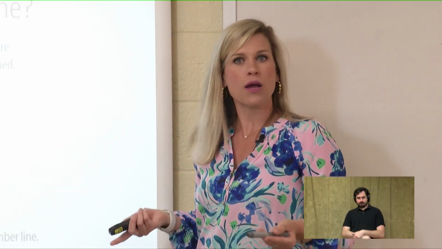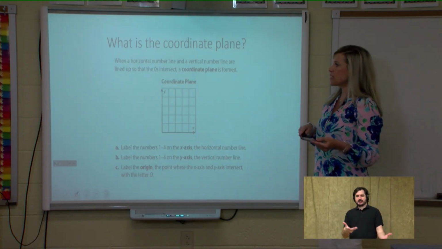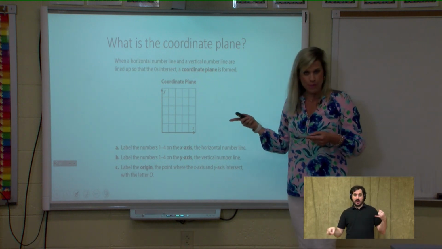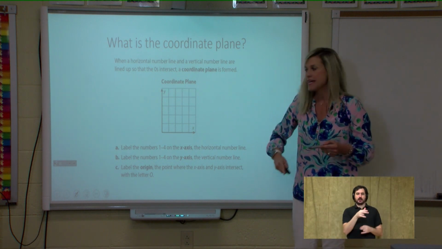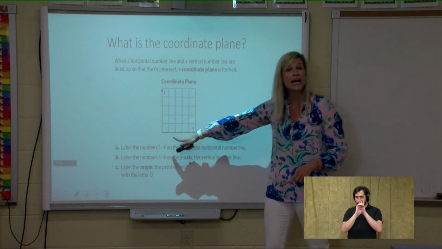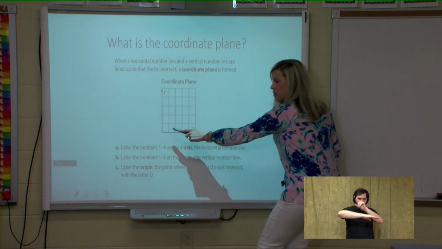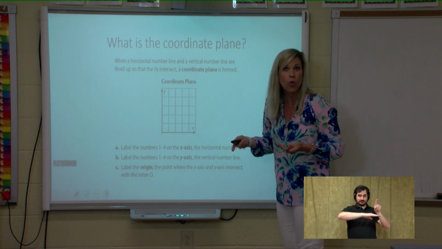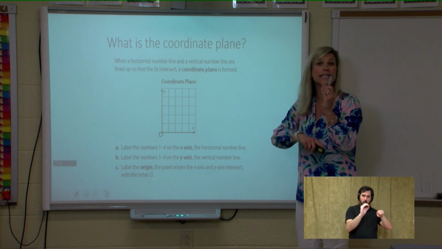All right, so let's talk about what the coordinate plane is. When a horizontal number line and a vertical number line are lined up so that their zeros intersect, that is called the coordinate plane. So here is an example right here. Here is my X. Notice that's the horizon. That's my horizontal number line. Here is my Y. Right here, where they meet, where they cross, where that's a darker black line, that's the origin. So I'm going to put a 0 right there because that's where they originally meet.